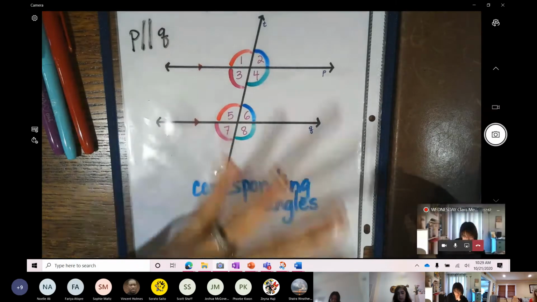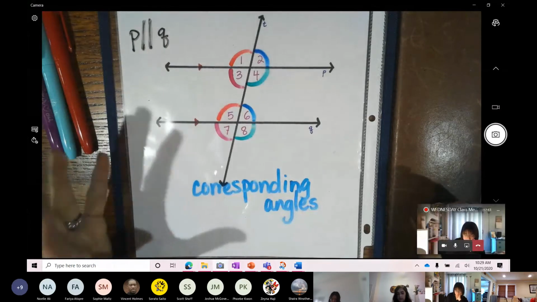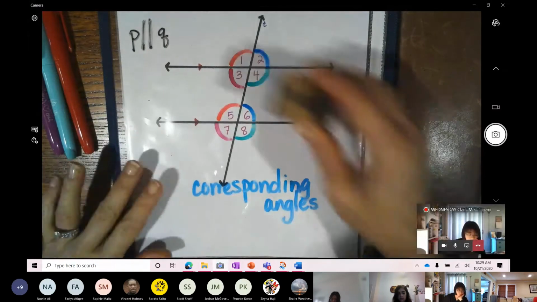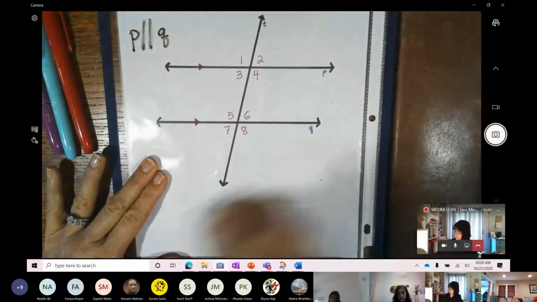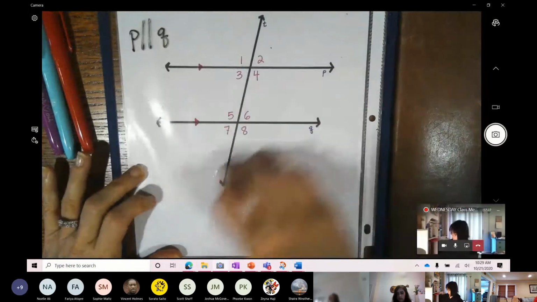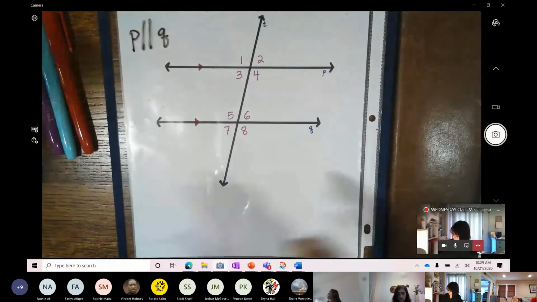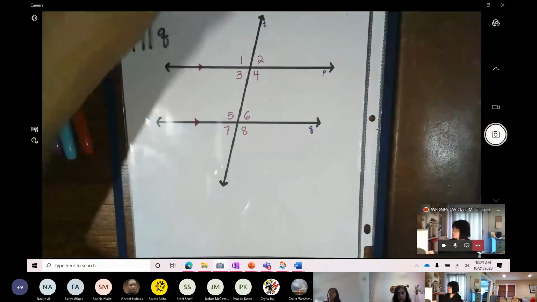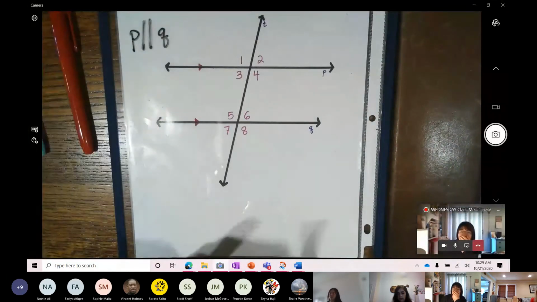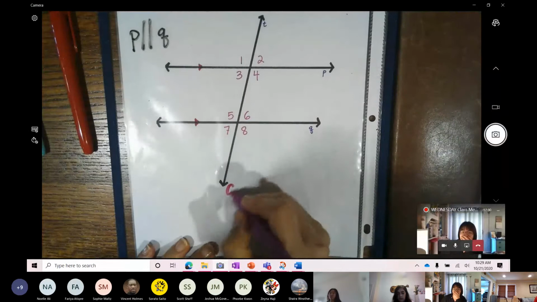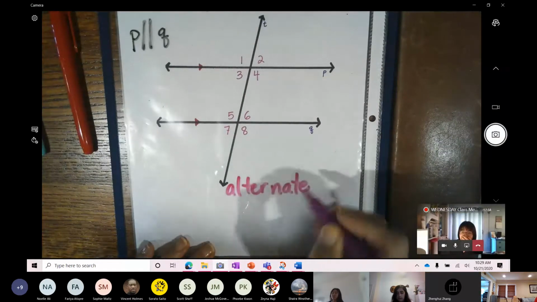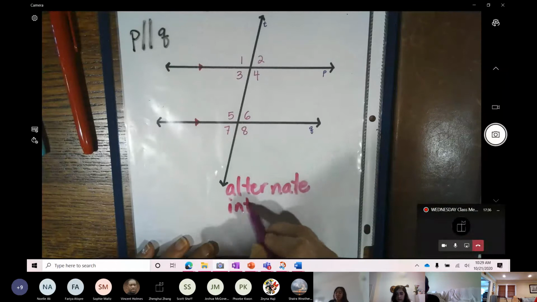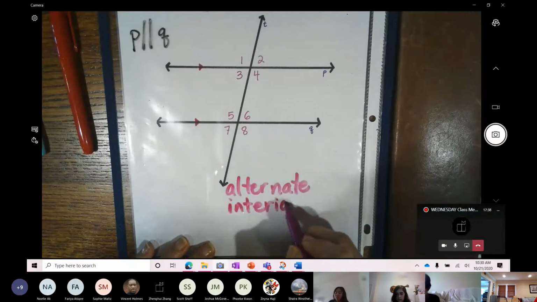So I've done this on whiteboard so I can erase. So the next one. Again, try to figure this out with how you can color code it the best. I've used that one. So the next one I'm going to do is called alternate interior angles.